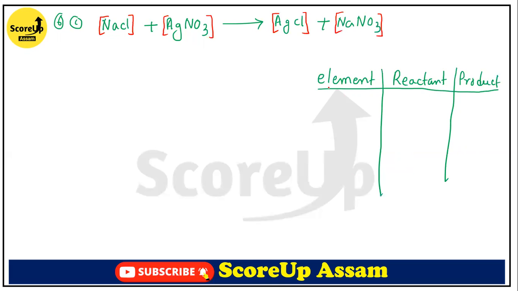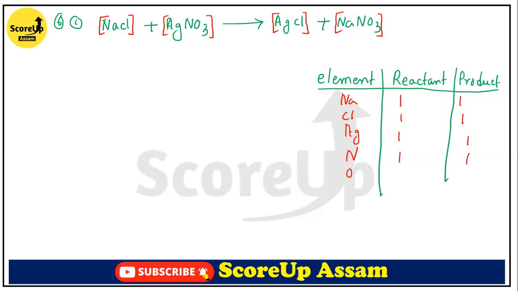So now see, sodium is there, we should write sodium. Chlorine is there, silver is there, nitrogen is there, oxygen is there. Okay. So there is one sodium, so sodium is balanced. On the reactant side one sodium, on the product side one sodium. There is one chlorine and one chlorine, so chlorine is also balanced. One silver, here it is also one silver, so silver is balanced. What about nitrogen? Here it is one nitrogen, here one nitrogen, so nitrogen is balanced.